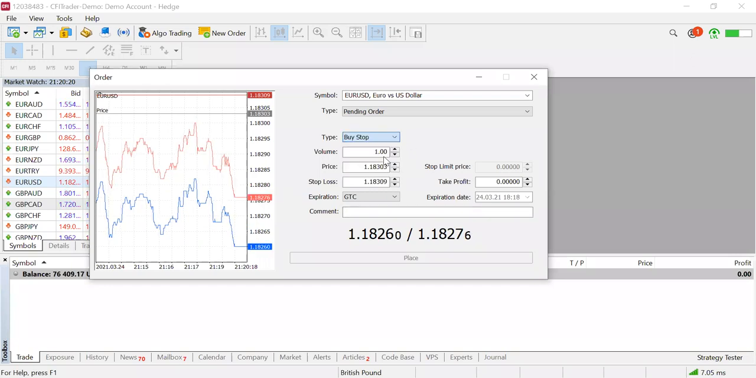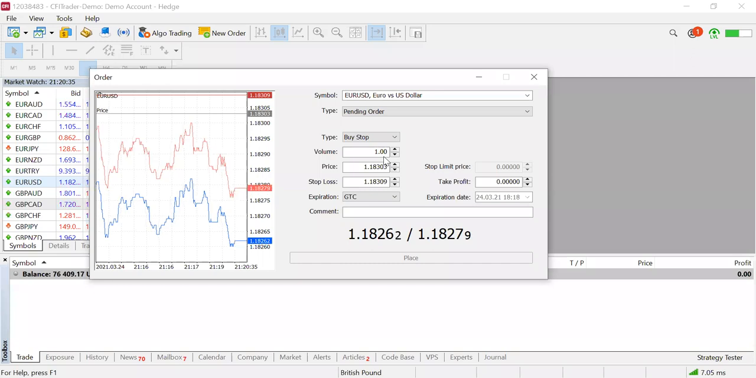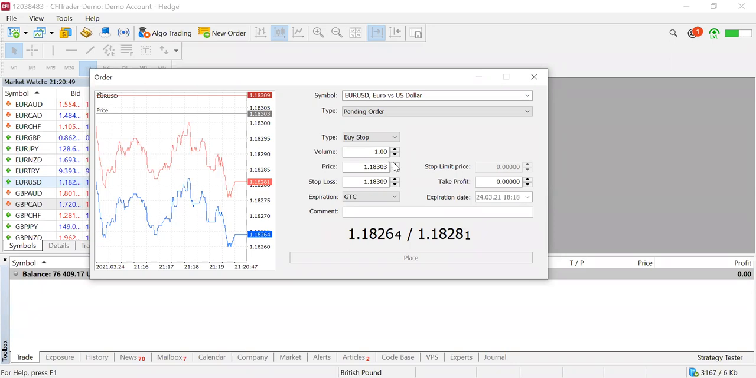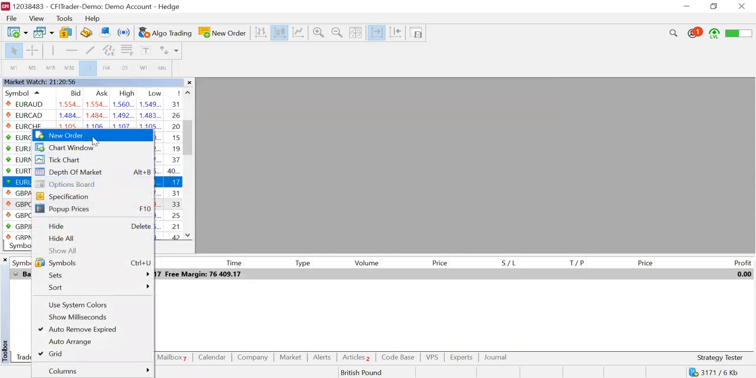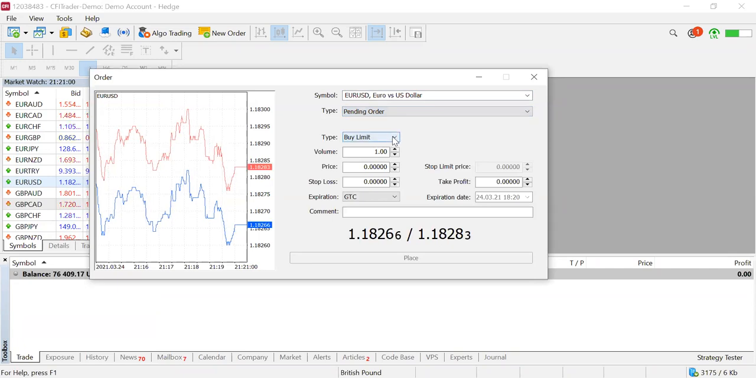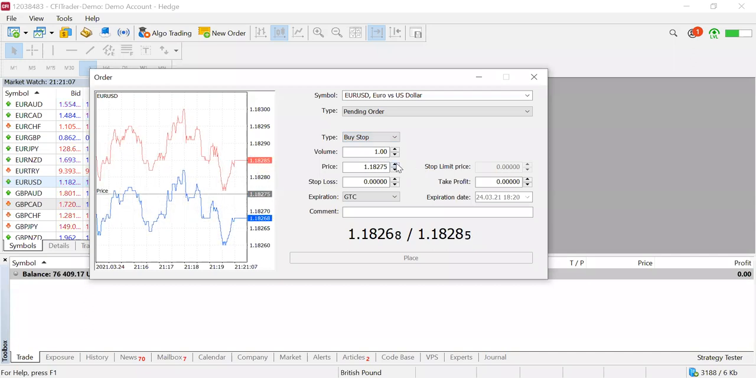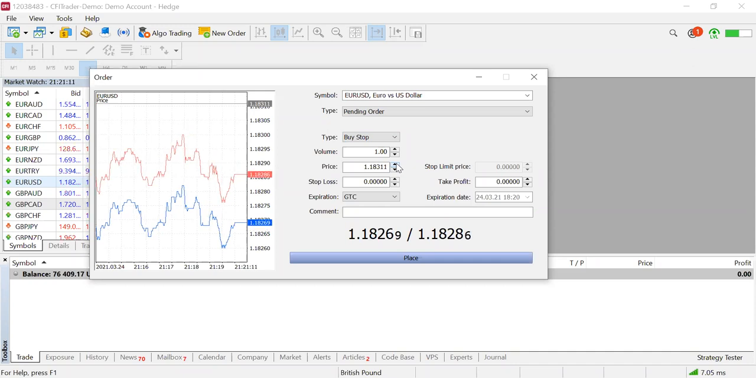Now, with the buy stop order, when you place it, you believe that the market will continue to rise after reaching a specific price, okay? So let's say, for example, I'm looking to buy the euro dollar now, and I believe that the market will continue to go up after reaching a certain price. Then all you have to do is select the order type, pending order, buy stop, and put the price above the current market price. Once that becomes available, you can place it.